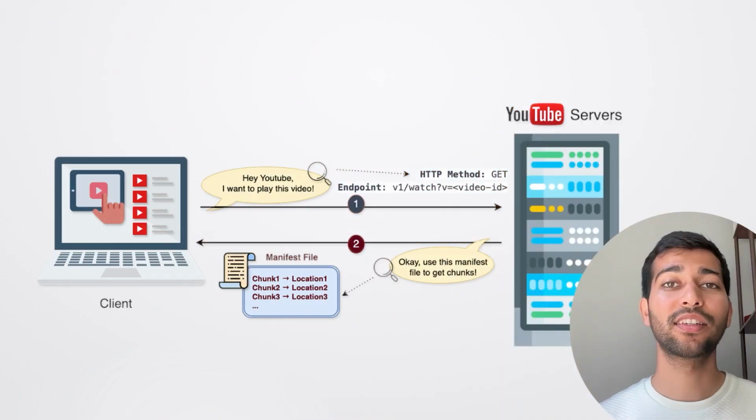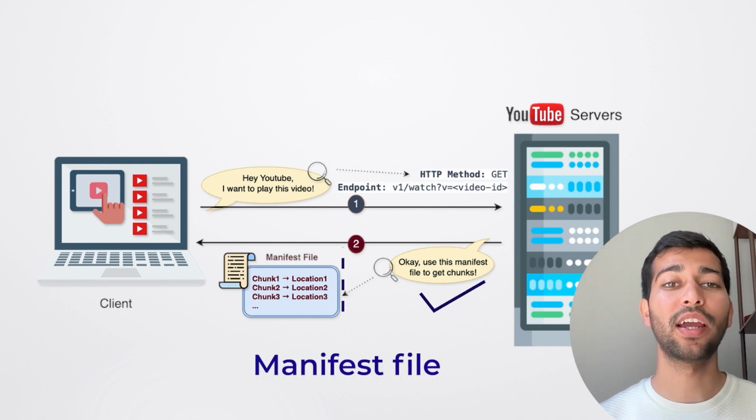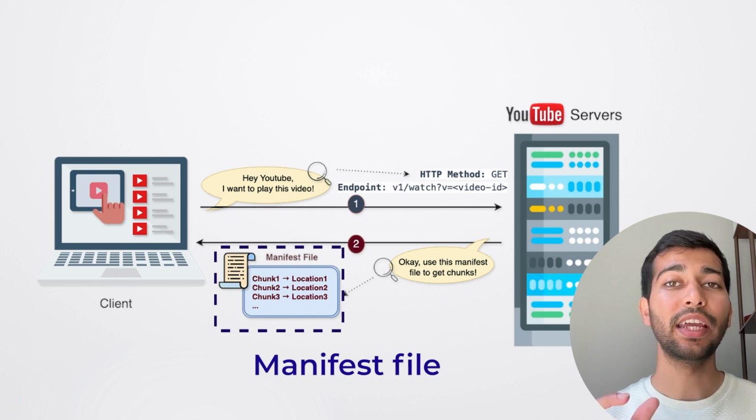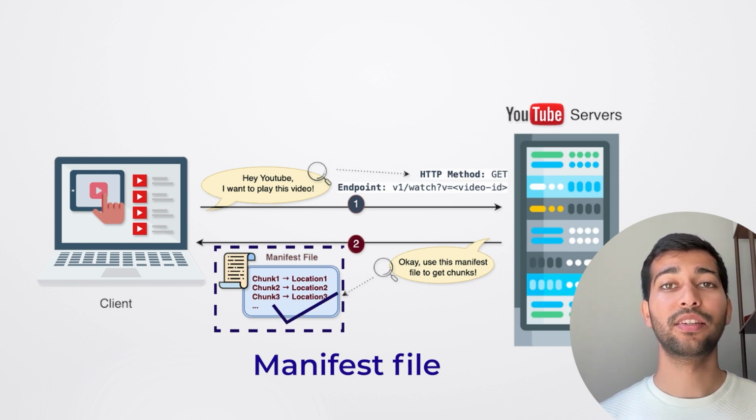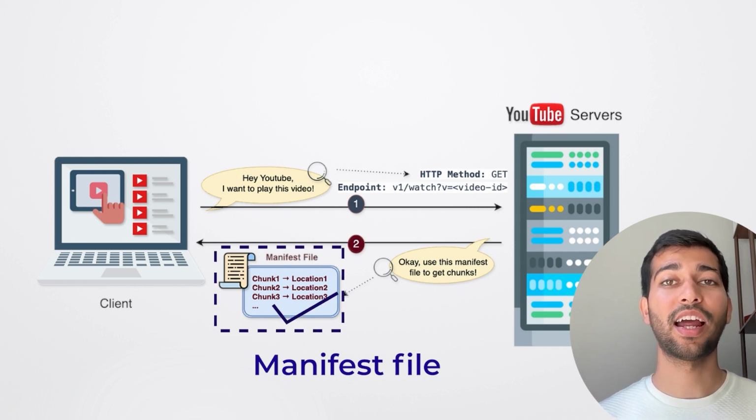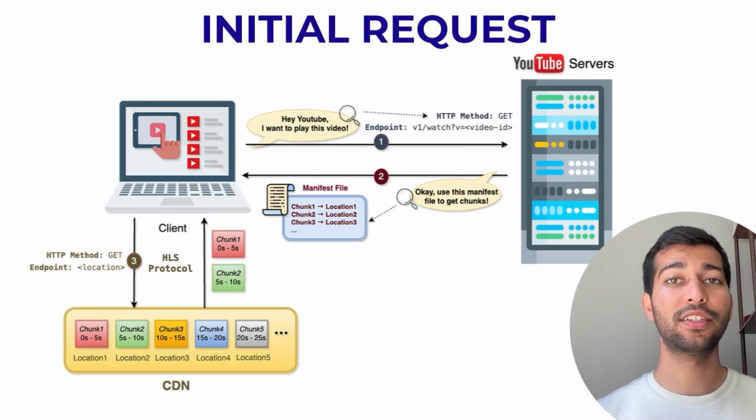The client asks the server, "Hey YouTube, I want to play this video." And the server responds back with a manifest file, including each chunk's location in the server. This is the initial request that the client sends. So let's dive into this initial request first.